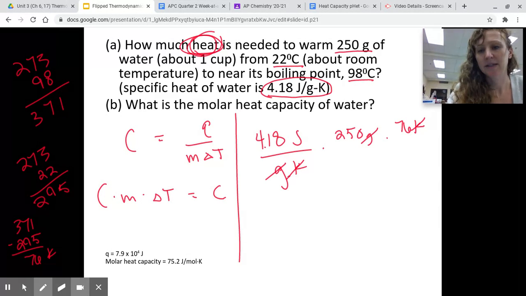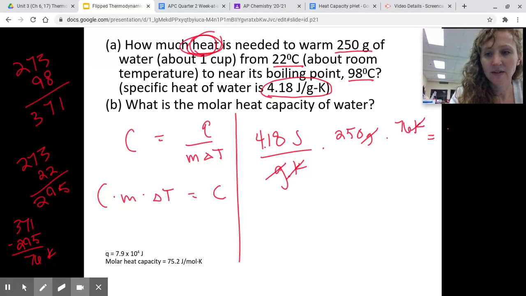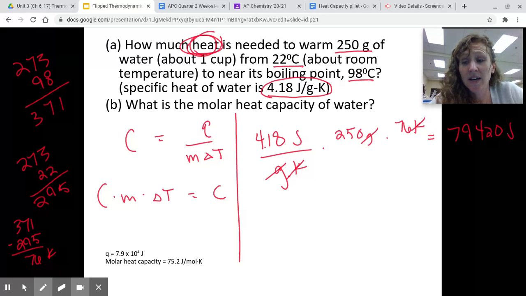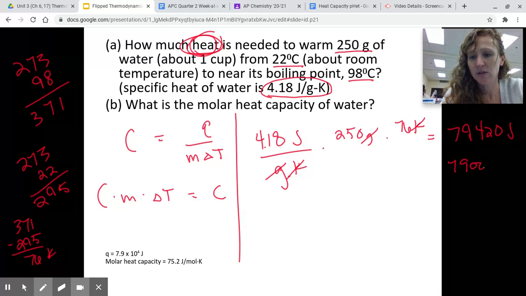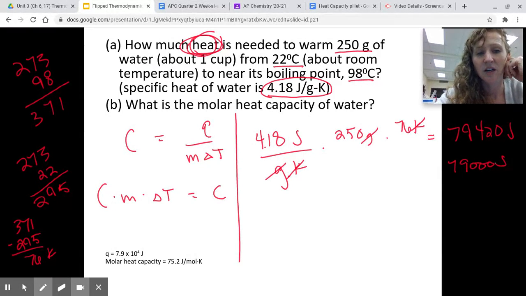And I get my answer, 79420 joules. So either way, you're going to notice that the math ultimately gets set up the same. One way you have to memorize a formula and plug and chug. The other way you logically approach it through dimensional analysis. No memorization needed, but you definitely have to know what all those units represent. Okay, so there's my answer. You should be keeping that to two significant figures, so it would round to 79000 joules in terms of significant figures.